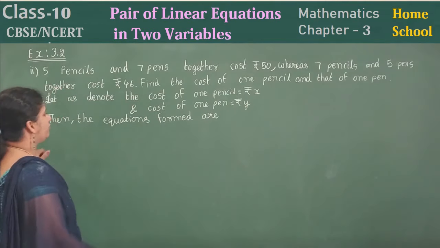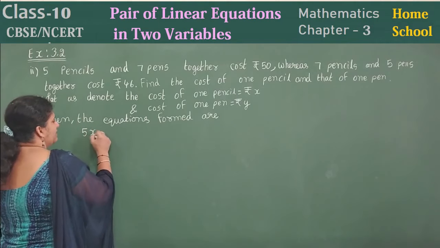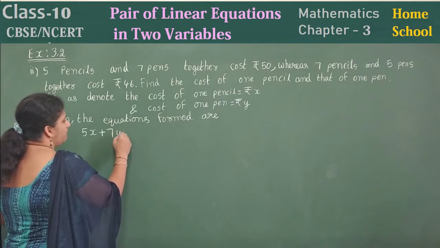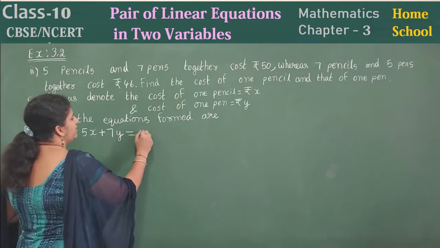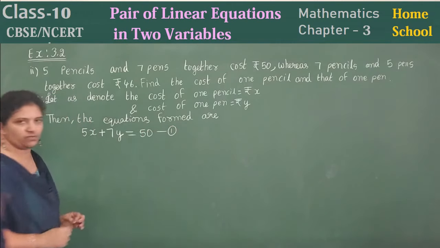So x into 5, that will be 5x plus, how many pens do you have? 7 pens. Cost is how much? 50 rupees. Mark this as the first equation.